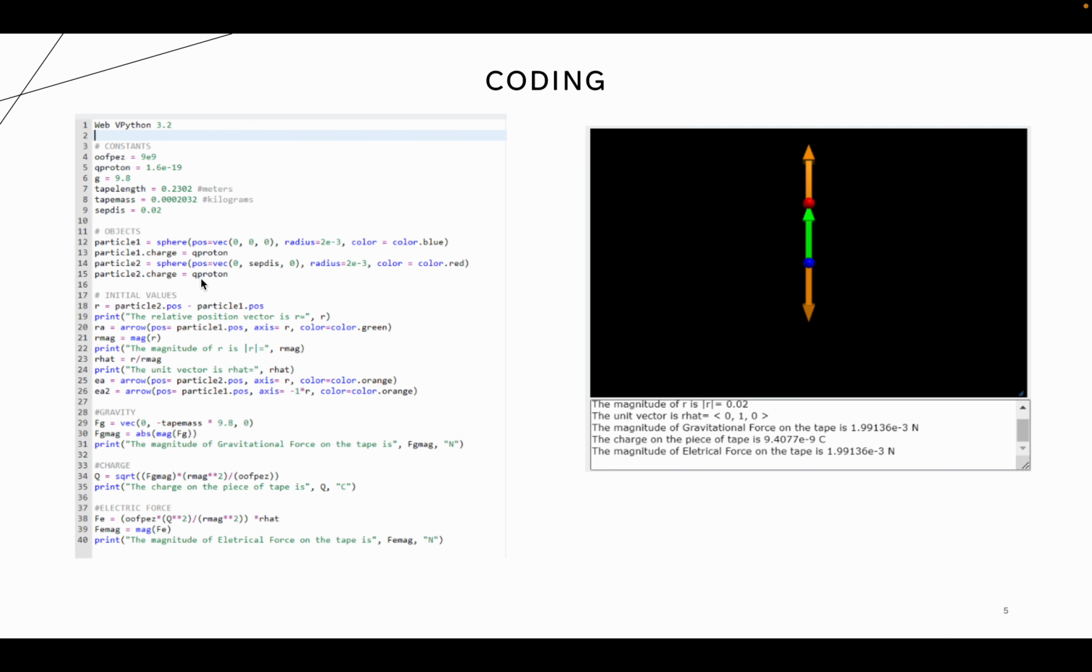This is where I specify the charges and the spheres. We have all the R vectors, our hat, our mag, and our arrows here, and then gravity, equation, the charge, and the electric force. And then on the right, we have the output of my code as well as the image that I've been referring to.